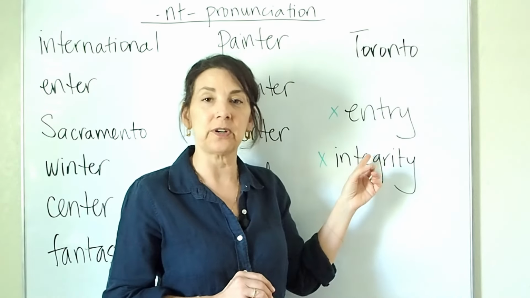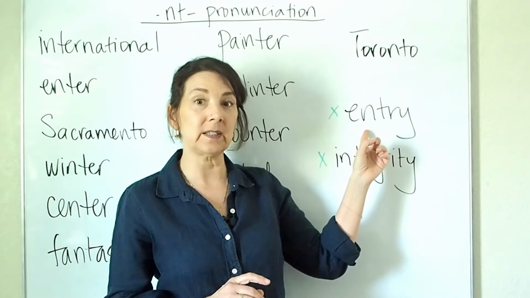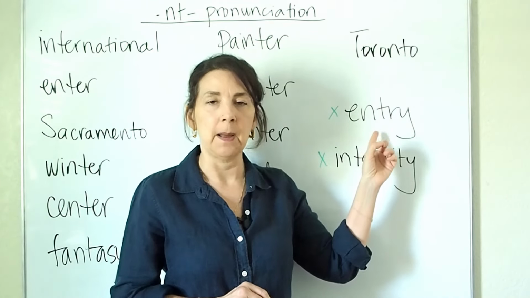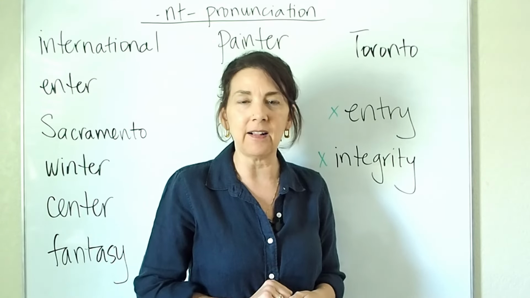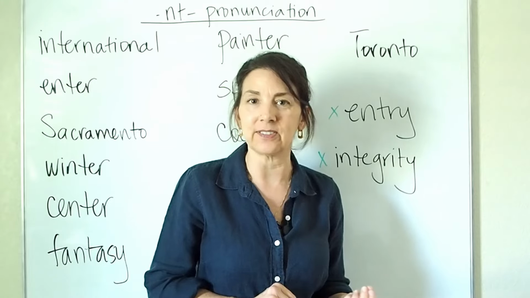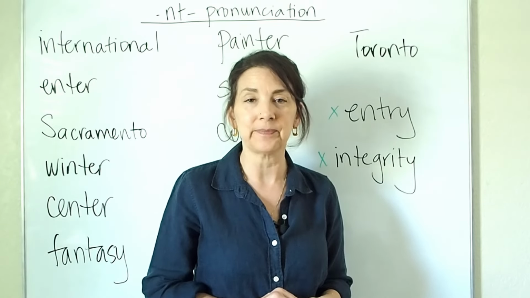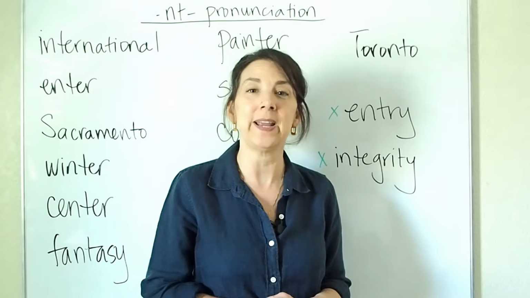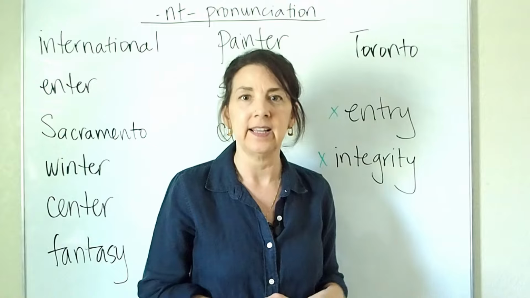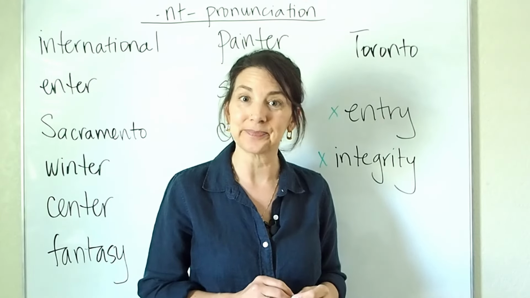Now look at this word, entry. Where's the stress? The stress is on the syllable before, entry. But what comes after the T? It's not a vowel and it's not the sound. It's R, right? It's the consonant R. For that reason, we cannot say enry. We have to say entry. So in this word, the T is pronounced as a T.